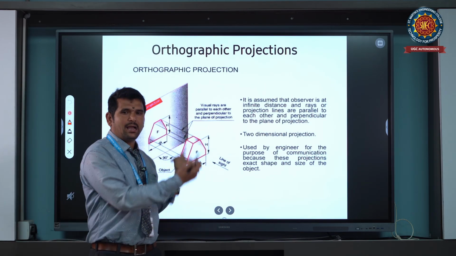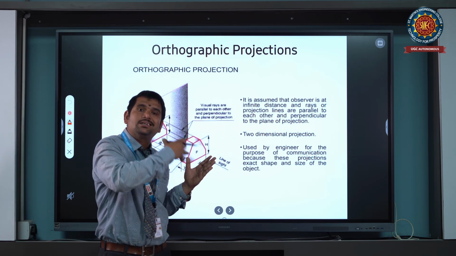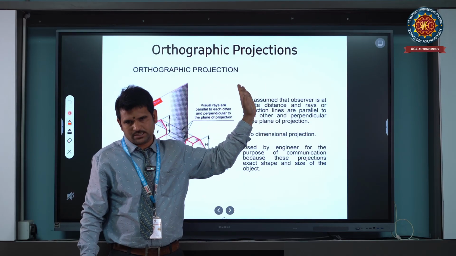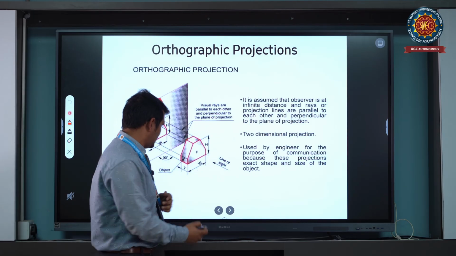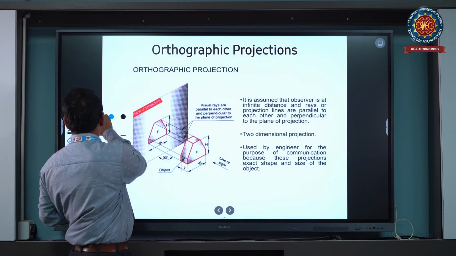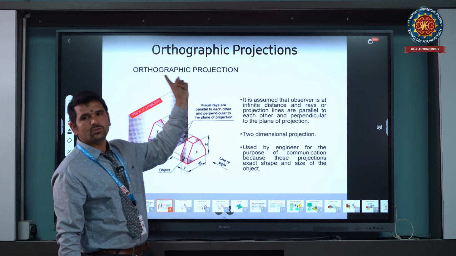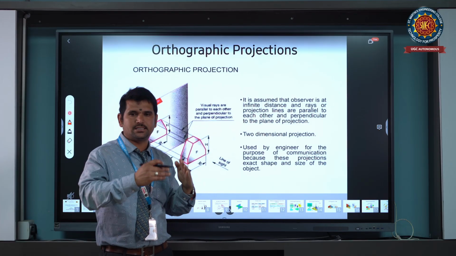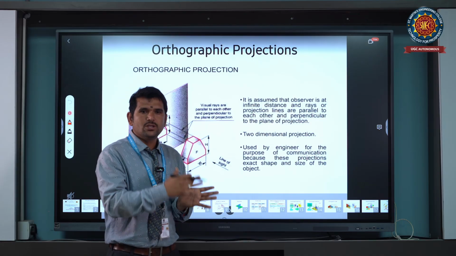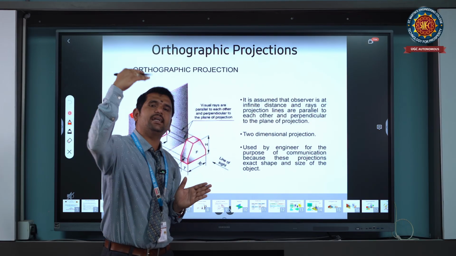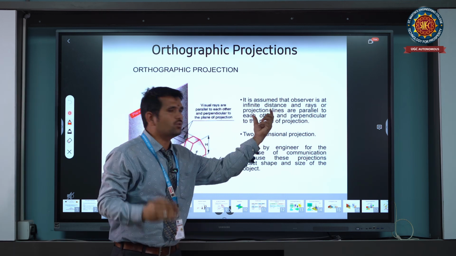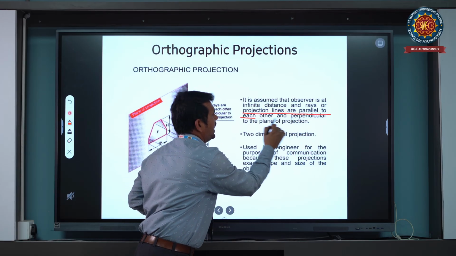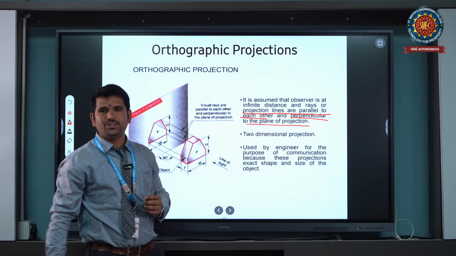Before, I explained the types of orthographic projections and how we are going to draw them. So the first thing is the orthographic projection. Here, in orthographic projection, it is assumed that the observer is at an infinite distance. For example, there is an object and the observer is observing from a certain distance. So how is the projection going to be obtained?